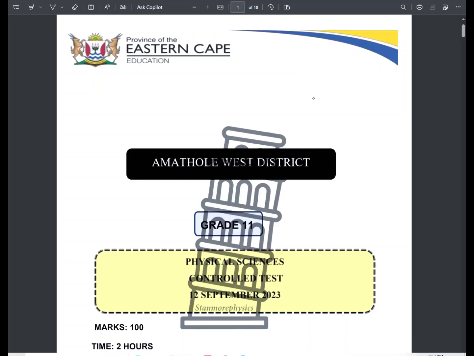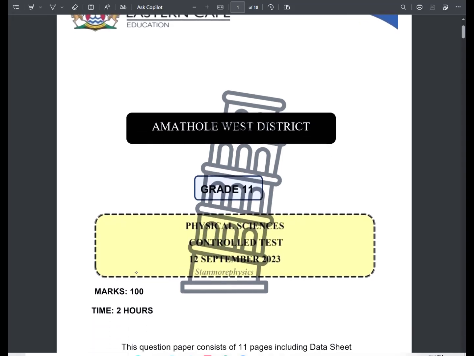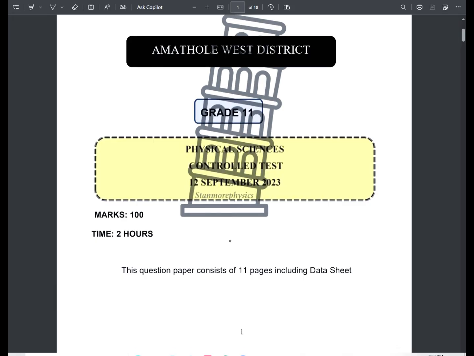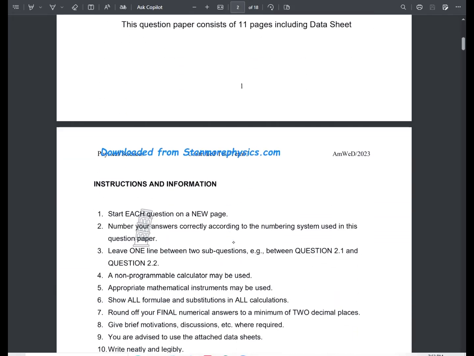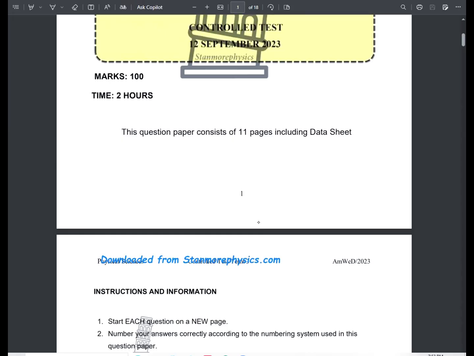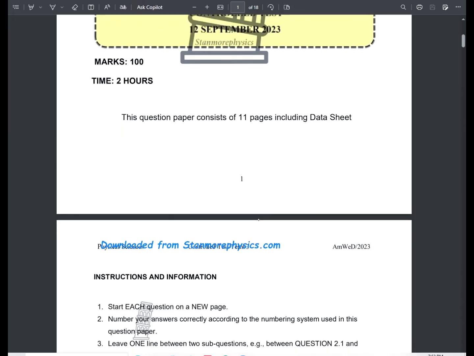Okay, so we have the Eastern Cape Province paper from the Amathole West District, grade 11 Physical Sciences Control Test, which was written on 12 September 2023. Marks 100, time is 2 hours. So we'll just be going through this question paper so that we get a feel of how to answer question papers, and then you get the skill of how to actually conserve your energy as you are going through it. So we have 2 hours, and hopefully we'll be done with this paper in less than 2 hours, right?